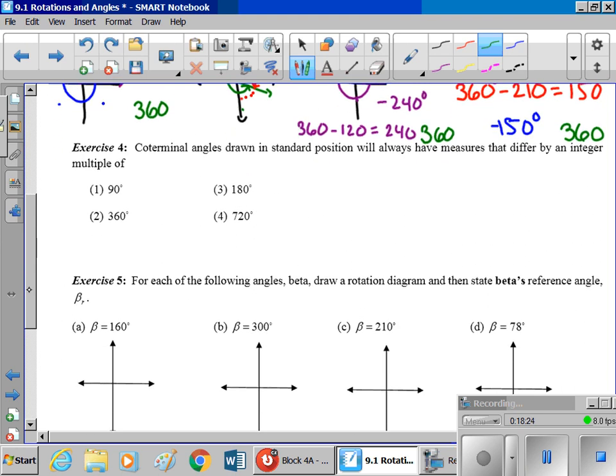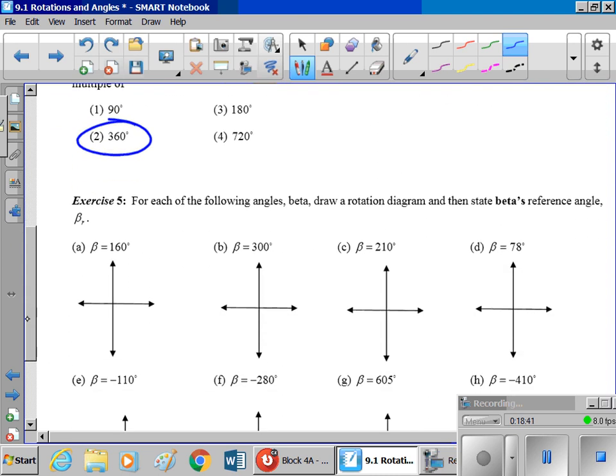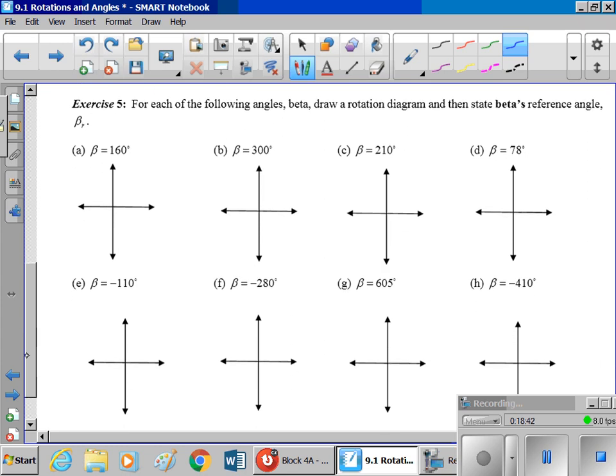So coterminal angles drawn in standard position will always have measures that differ by an integer multiple of 360 degrees. Because if you think about it, going all the way around the circle isn't going to affect where you wind up. Now we have exercise 5.